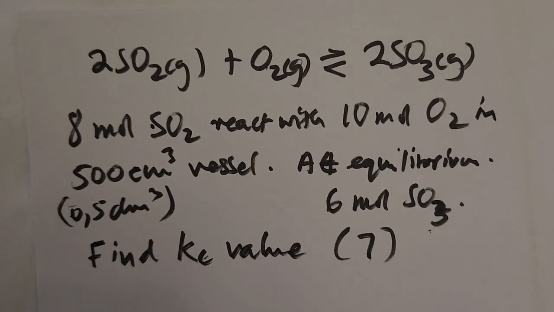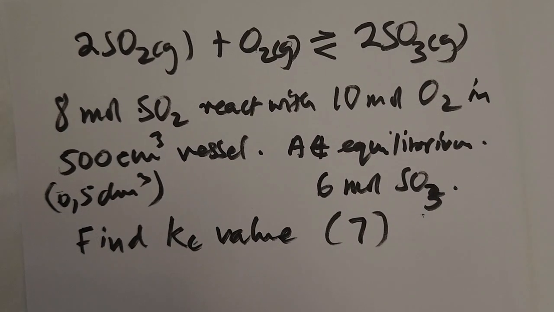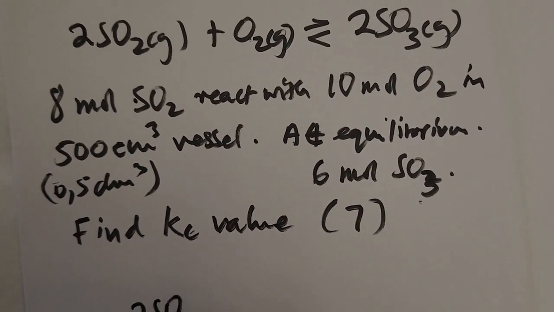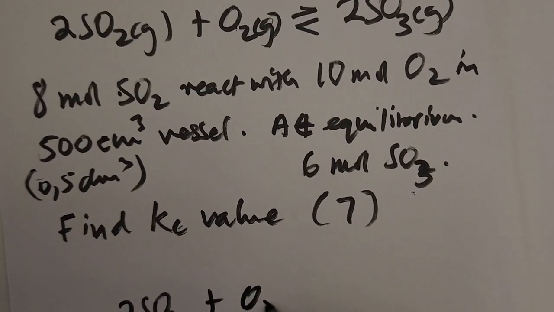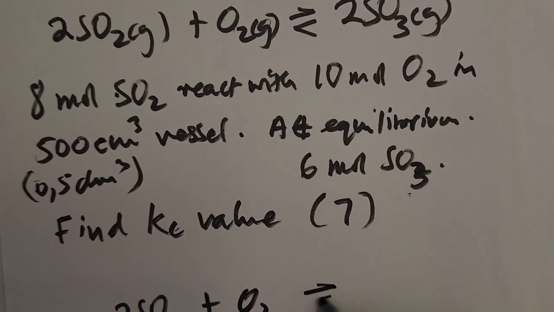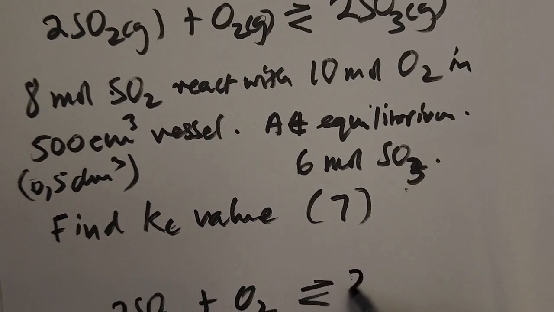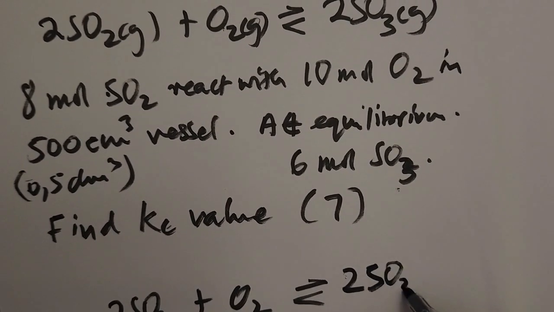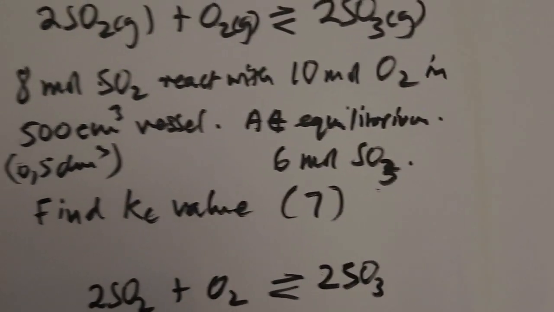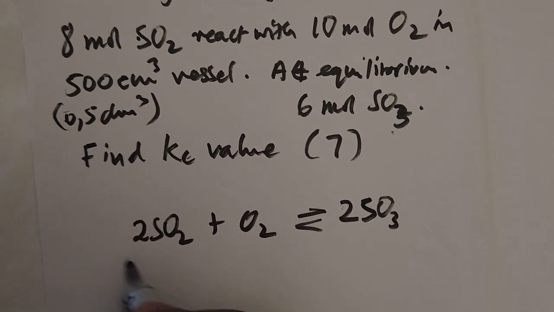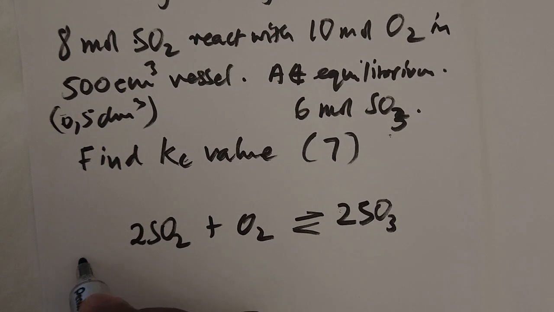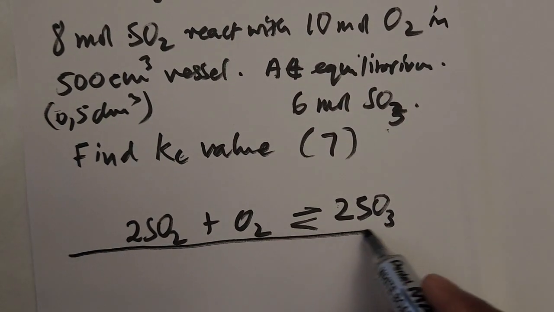This is 7 marks. Now what do we do first? We'll have to copy the equation again: sulfur dioxide in our answer plus oxygen forming 2 sulfur trioxide. What do we do as the best method? We are going to use the mole method. There are two methods of finding Kc, the mole and the concentration. The best one is the mole method.